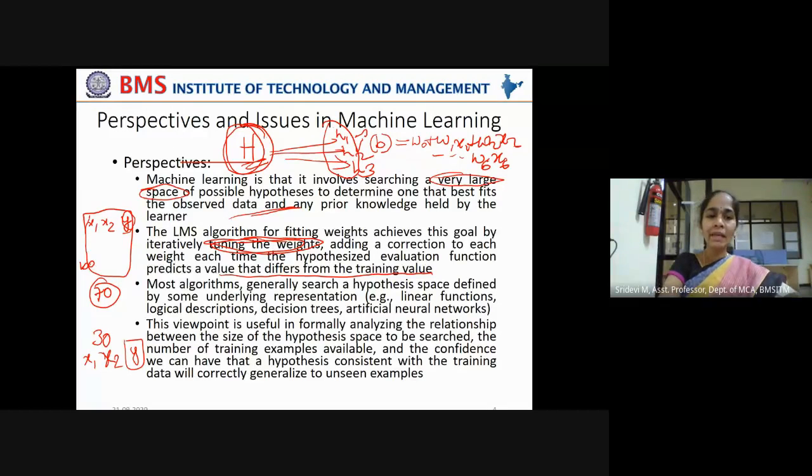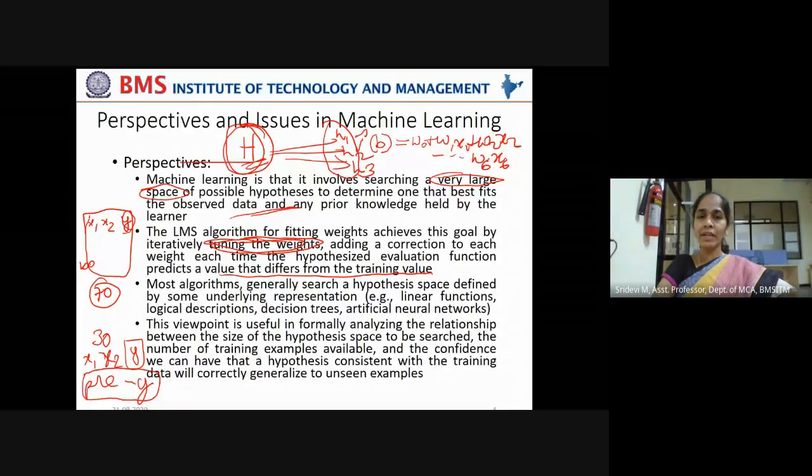Now it will make some predictions, right? And what are the training example's labels you have? Y. Now the difference between what the machine predicted and what exactly you have in the training example, that difference is called the prediction error. Now that prediction error has to be reduced. Did you get what I'm trying to tell?